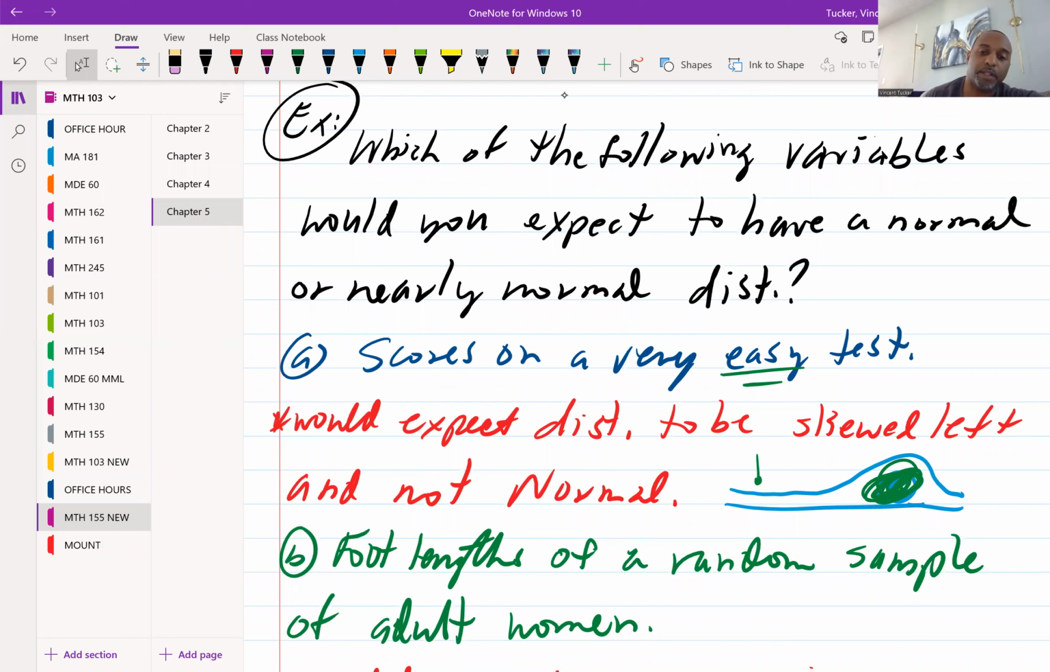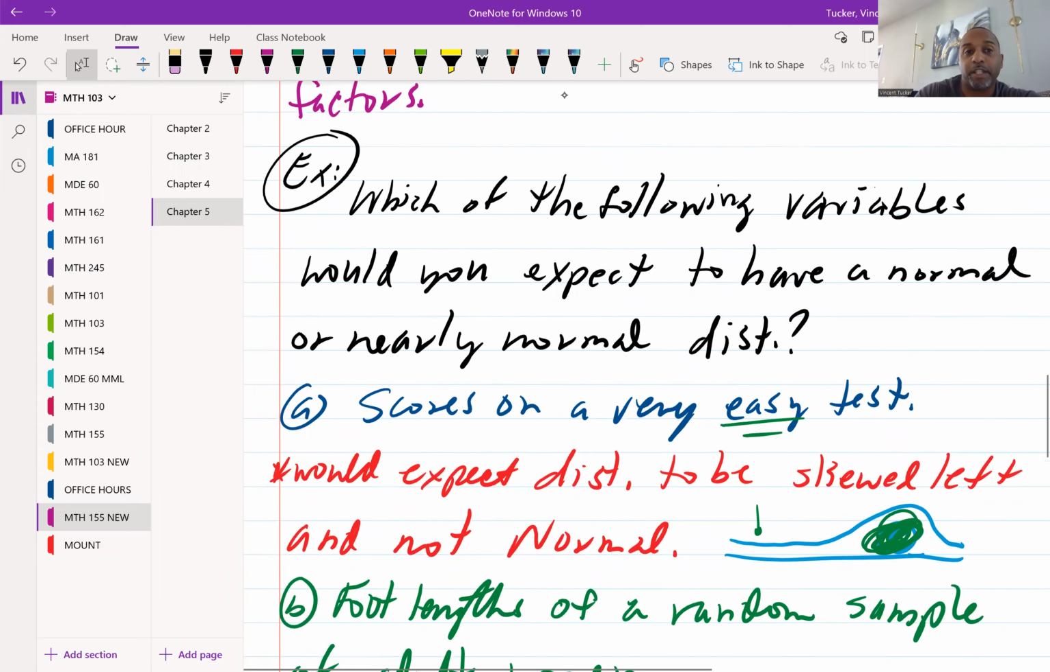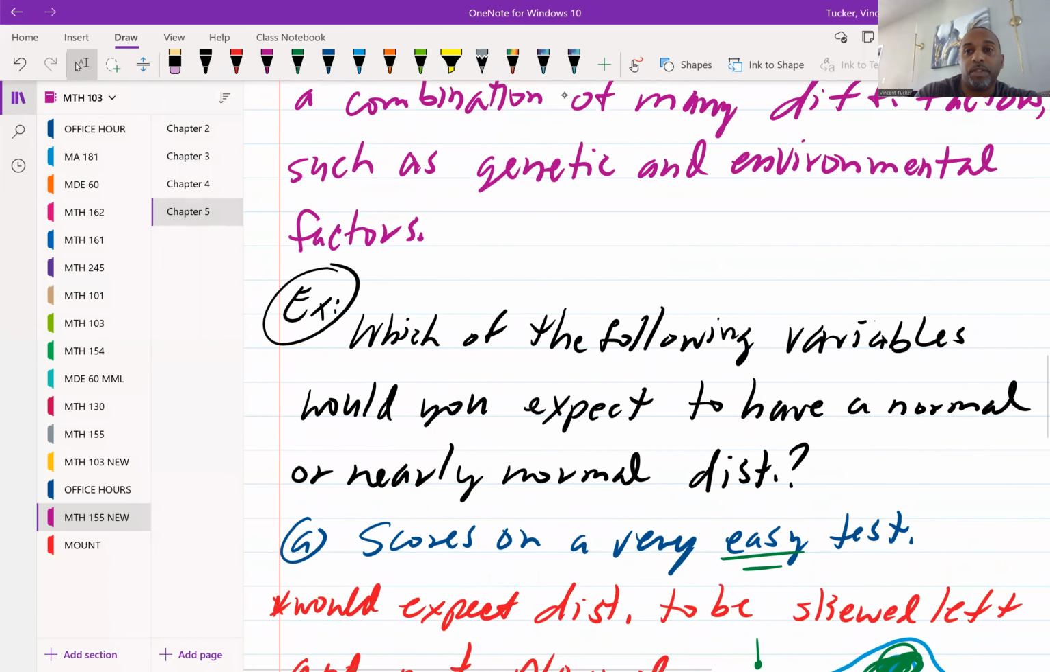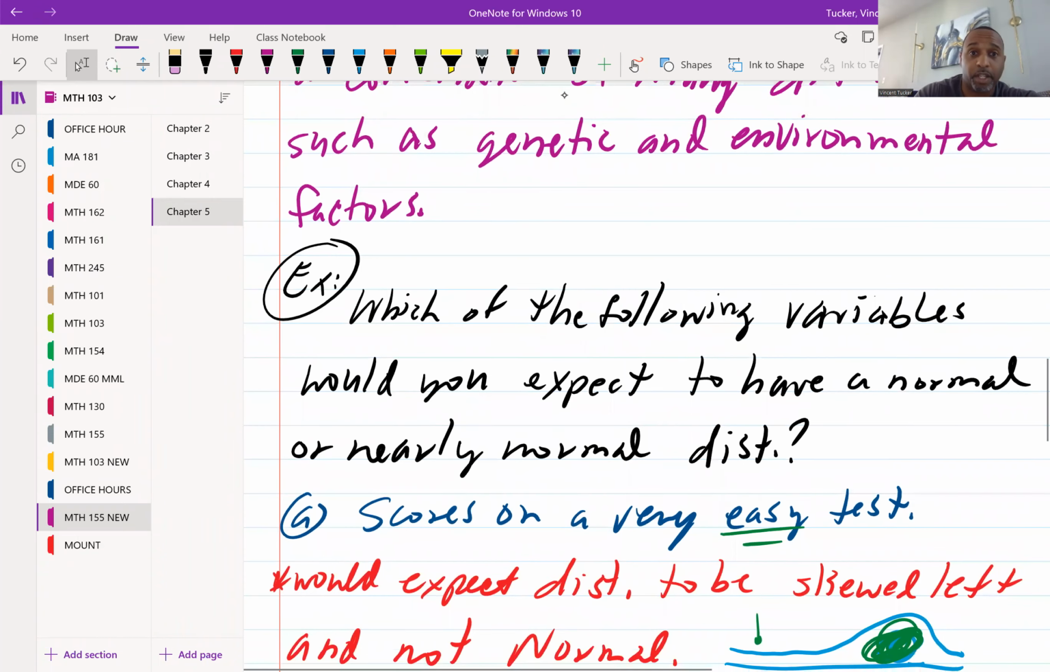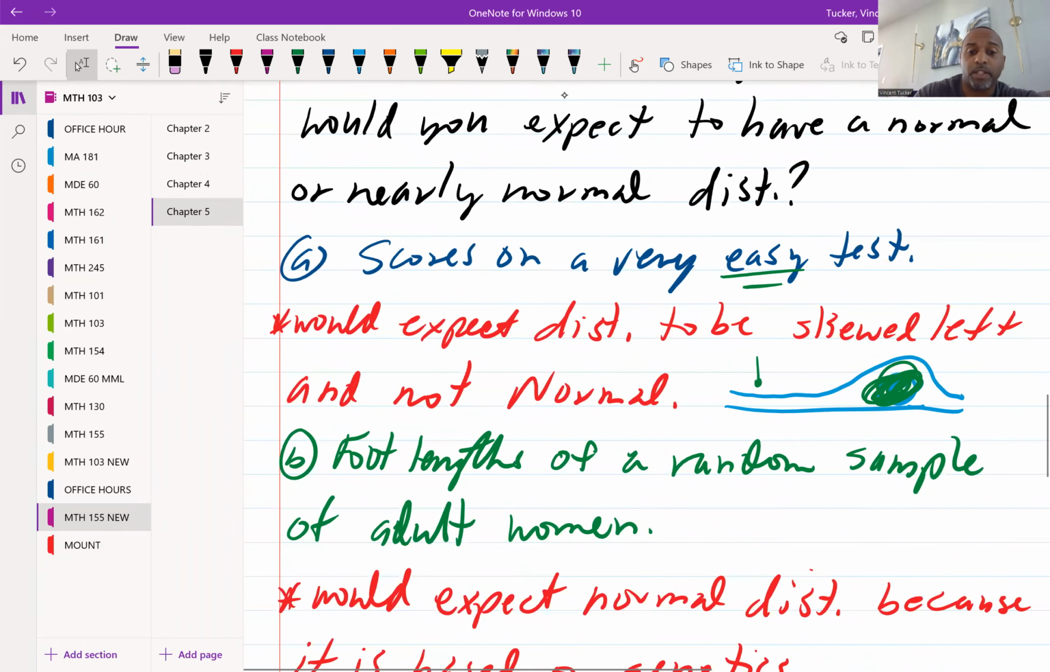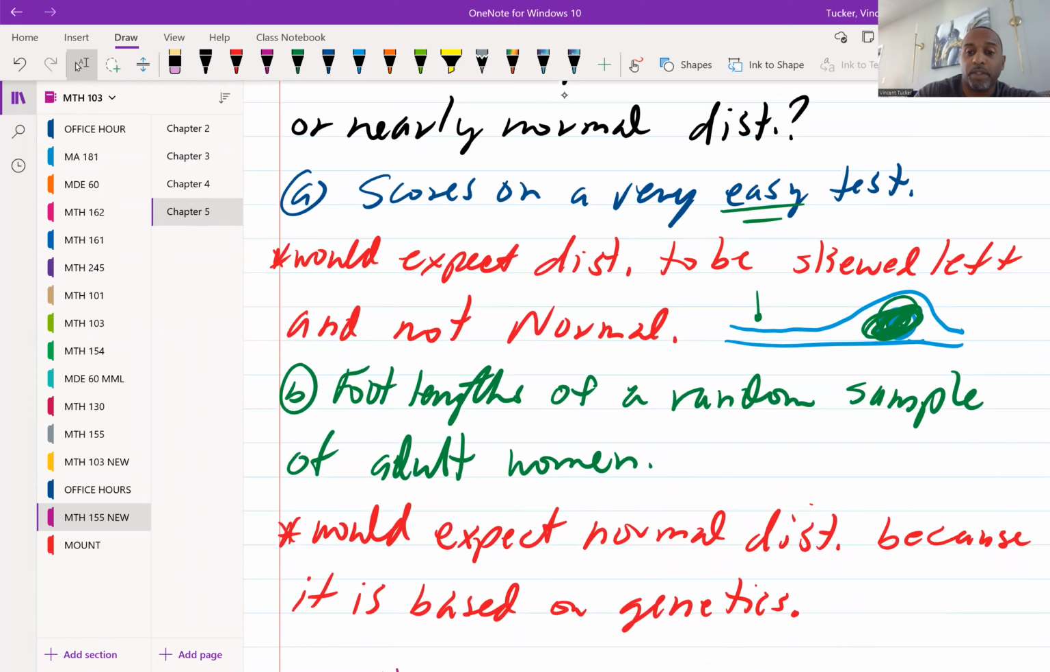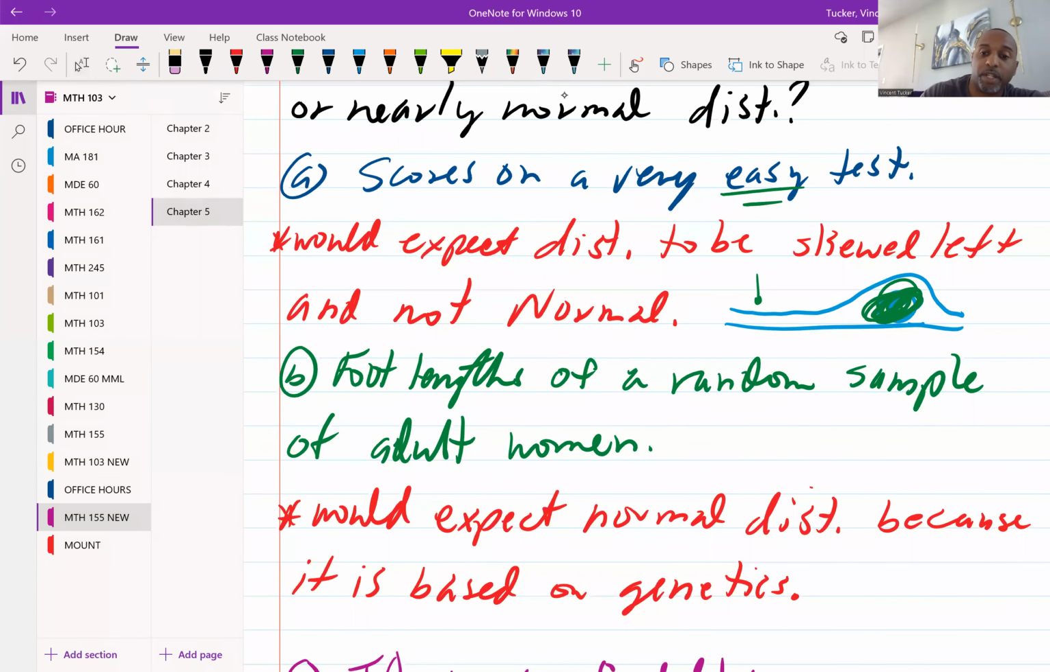So B, foot lengths of a random sample of adult women. So this one would be considered normal, and it's because of that last point, different factors such as genetic and environmental. And so we would expect this to be normal distribution because it's based on genetics and also environmental factors.